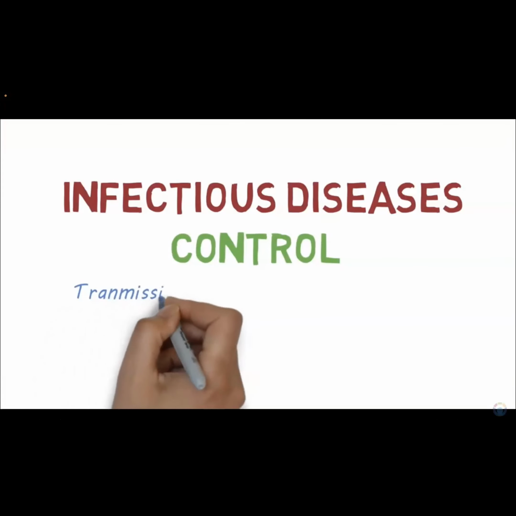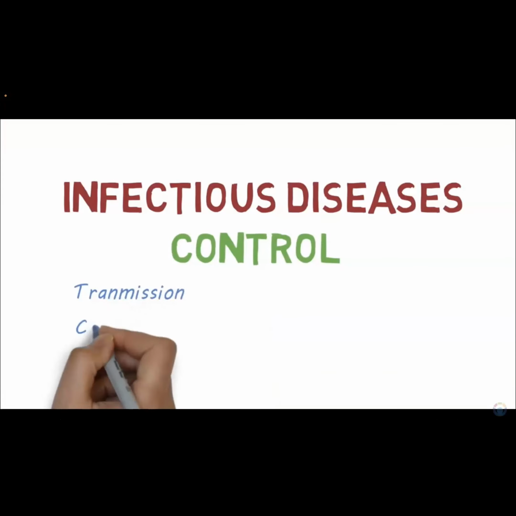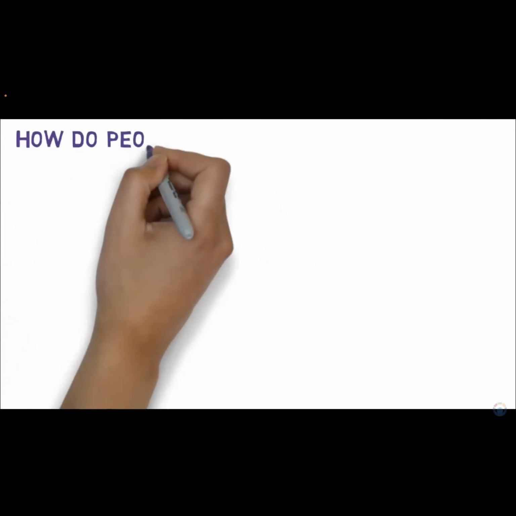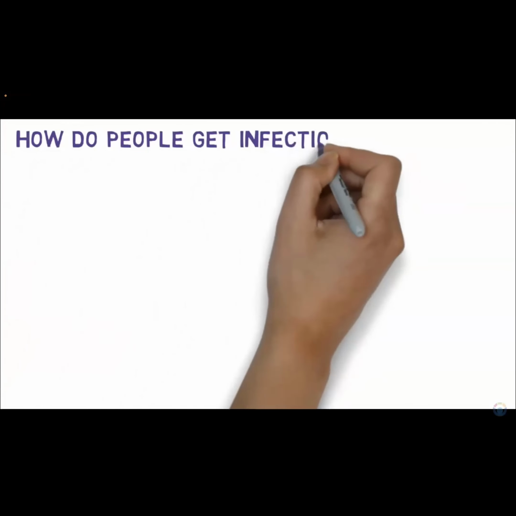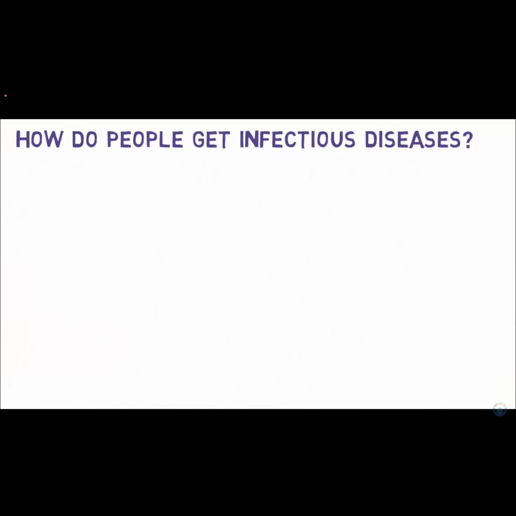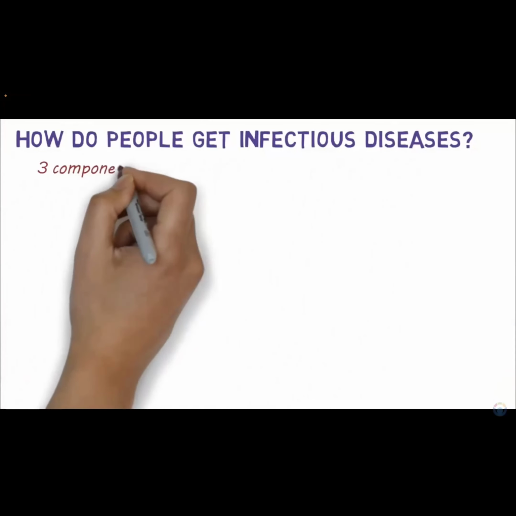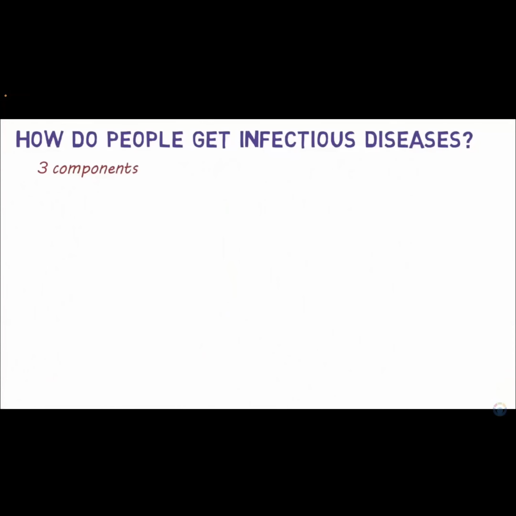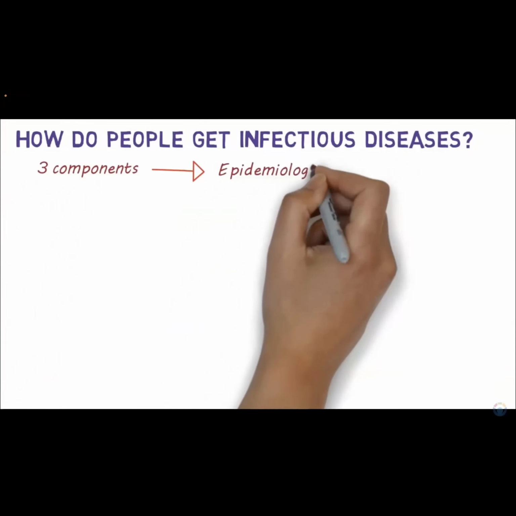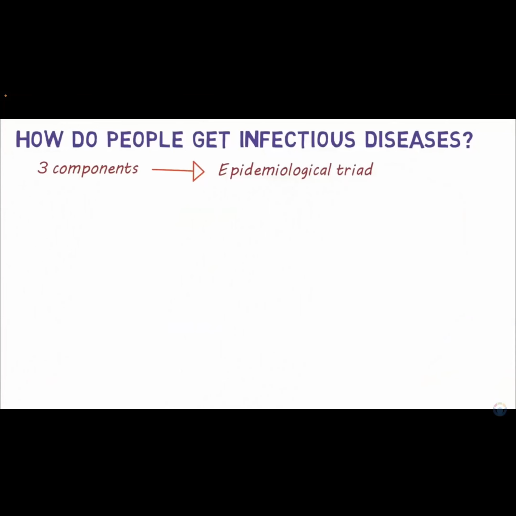We're going to have a look at how infectious diseases are transmitted and a few different ways to control their spread. First, let's have a look at how people can get infected with these diseases. In general, there are three main components that need to interact with each other for an infectious disease to occur. This model of infectious disease causation is called an epidemiological triad.